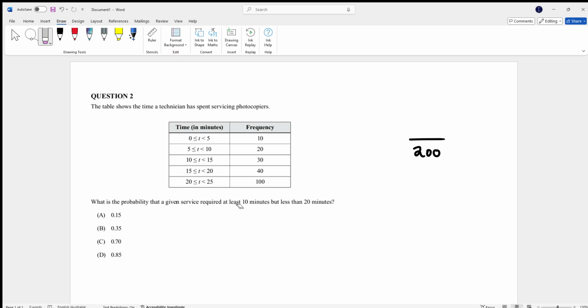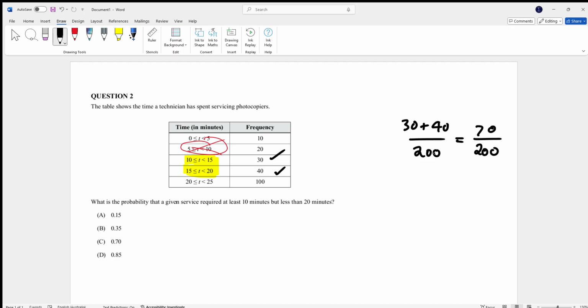Now here, if we're looking at required at least 10 minutes, so that means it has to be 10 minutes or equal to 10 minutes. So we're looking in this section here. We are not looking in this section because that inequality does not include 10 minutes. So you don't include that one. Now they said, but less than 20 minutes. So that means we're also looking at this section here, not this section, because that one includes 20 minutes, which you don't want. So it's just the yellow sections there. So here, all we have to do is add up those frequencies. So it'd be 30 plus 40, which is 70 over 200.